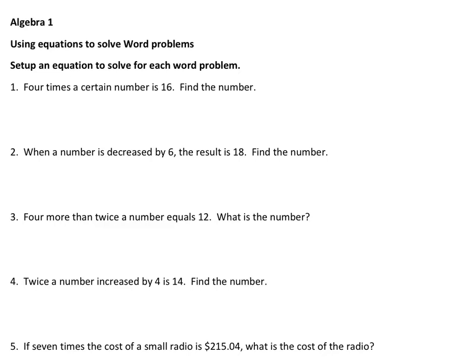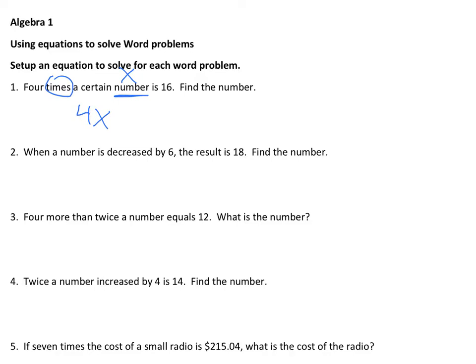If I read the first one, it says 4 times a certain number is 16, find the number. Probably could get that using mental math, but if we wanted to set up an equation, here's the keyword: times, so I know I'm going to multiply. Then it says a certain number. Well, I don't know what that number is, so I'm going to say it's x. So if it says 4 times a certain number, that's just 4x.